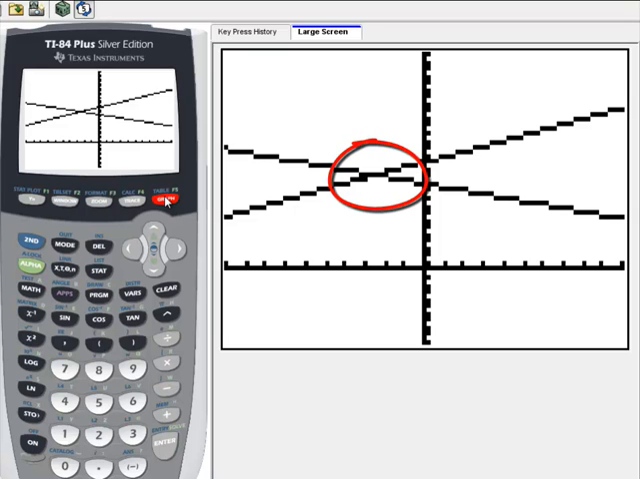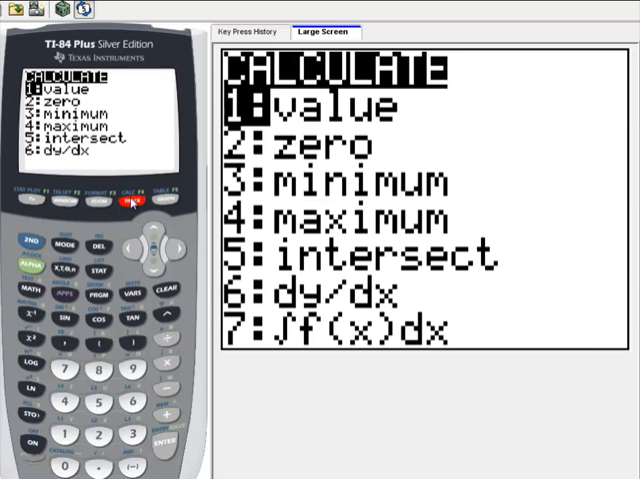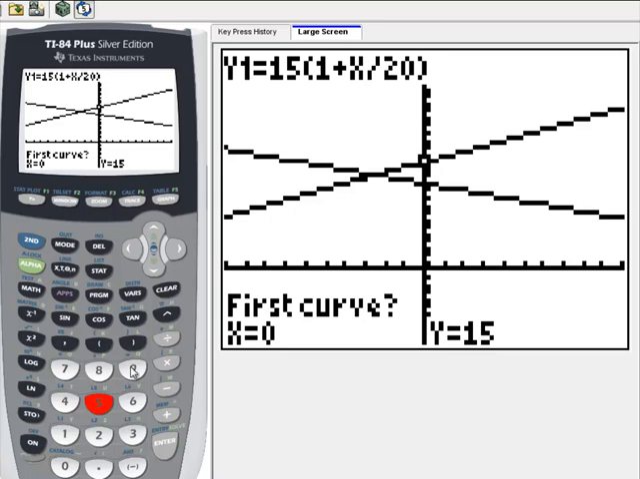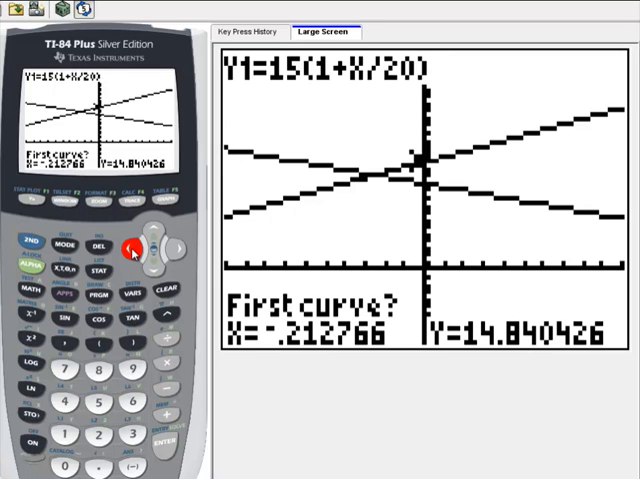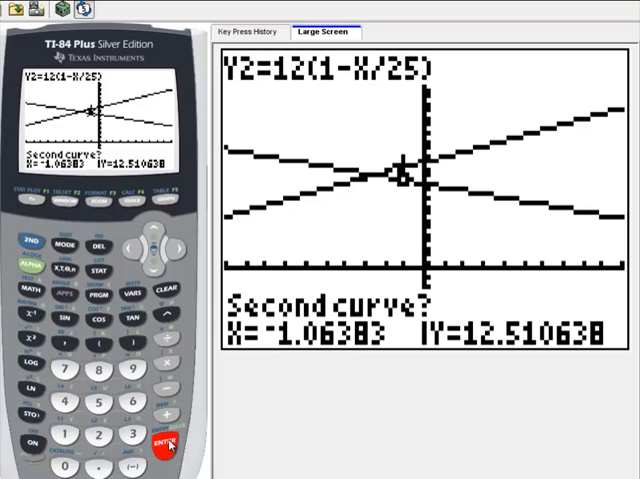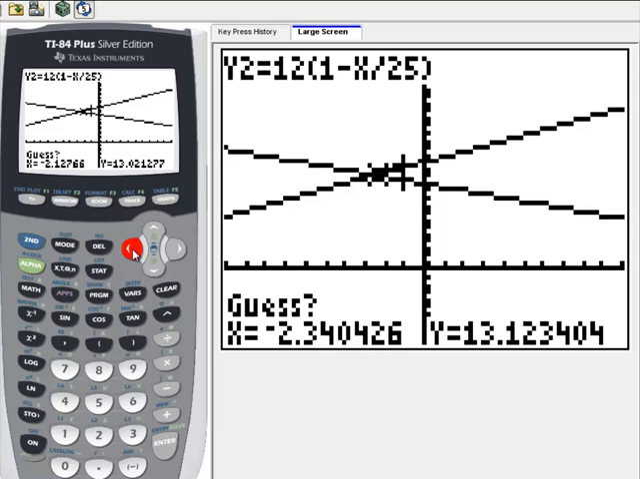Okay, a single intersection is right there waiting for us to calculate. Second, calculate, intersect. Alright, I'm going to move the calculator cursor off of the axis to more clearly see what's going on. Is that a good first curve? Yes. Enter. Is that our second curve? Yes, it is. Enter. A guess. Let's move that calculator cursor over to about there and say enter.